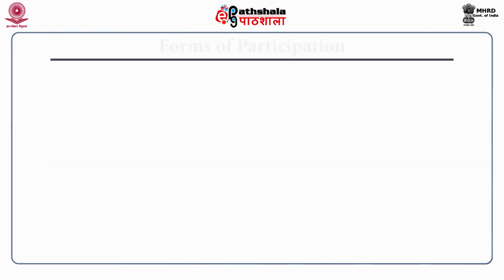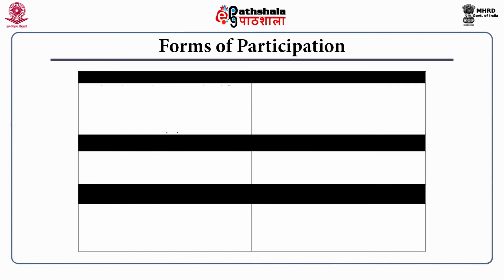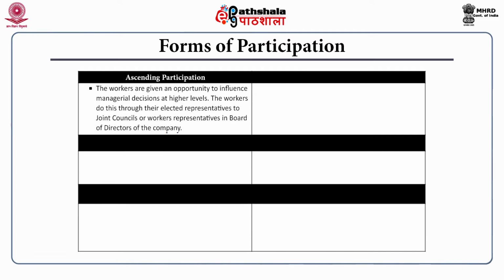Here we see the forms of participation. There are 6 forms of participation. First is ascending participation. Here the workers are given an opportunity to influence management decisions at higher levels. The workers do this through their elected representatives to joint councils or worker representatives in the board of directors of the company.